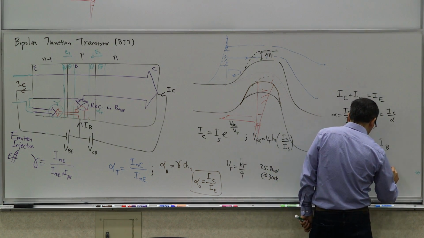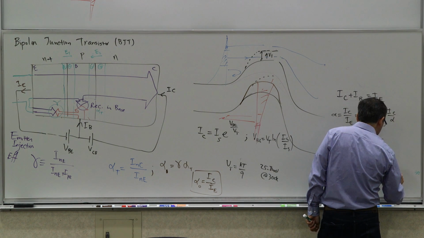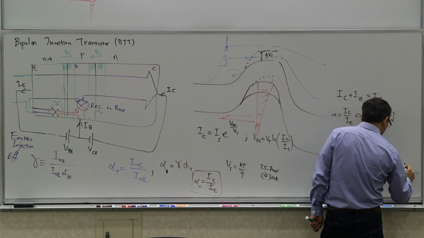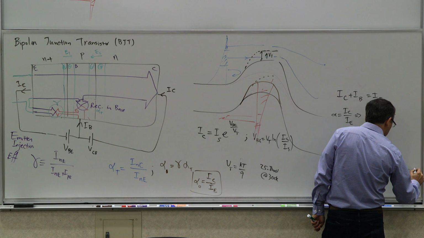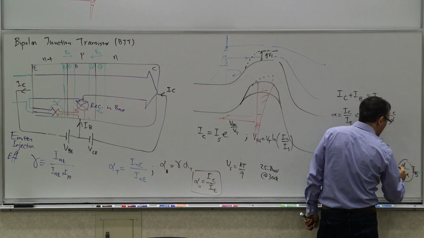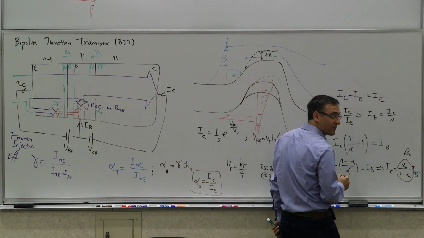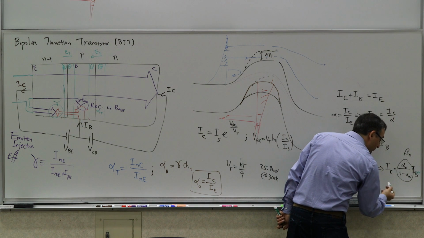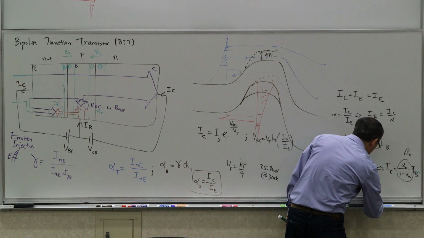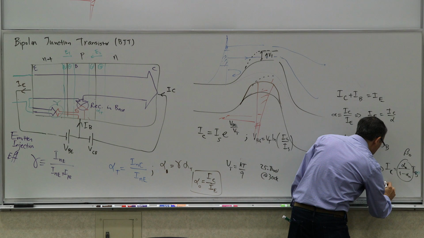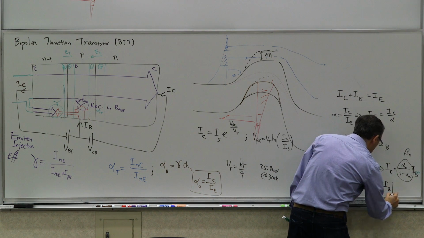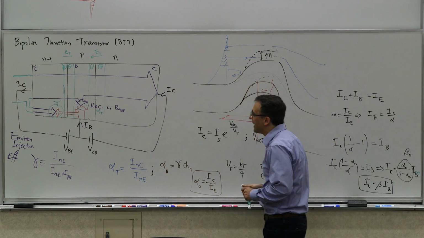Or similarly, IC is alpha over 1 minus alpha times IB. Now, we call this quantity beta, beta 0. So this is alpha 0 for DC. And this is a famous parameter for bipolar transistors. It's called beta. So IC is beta IB. So the collector current is beta times IB.